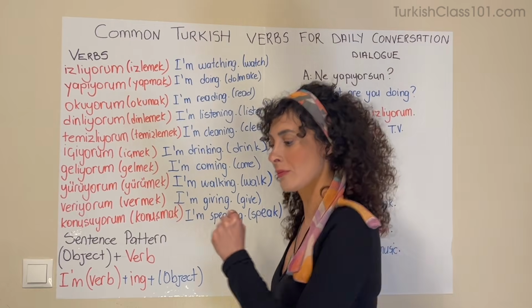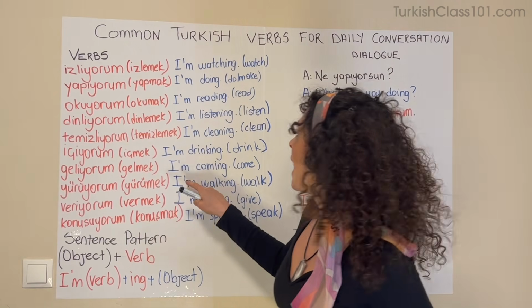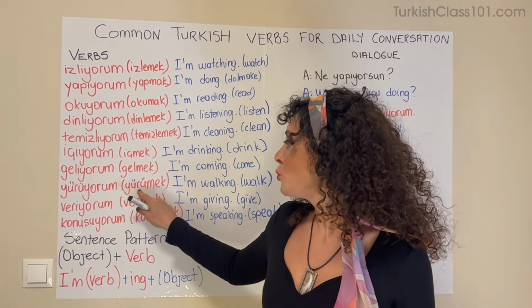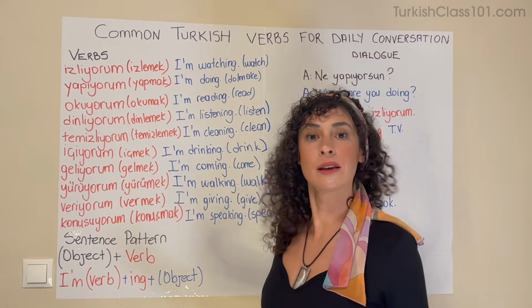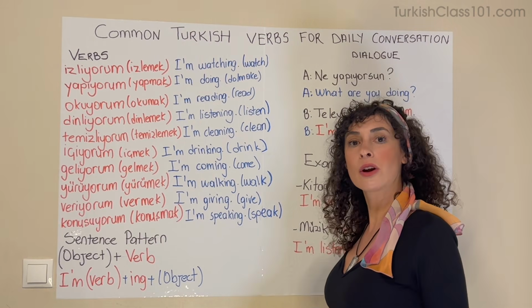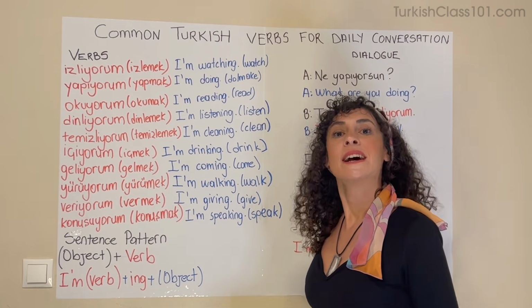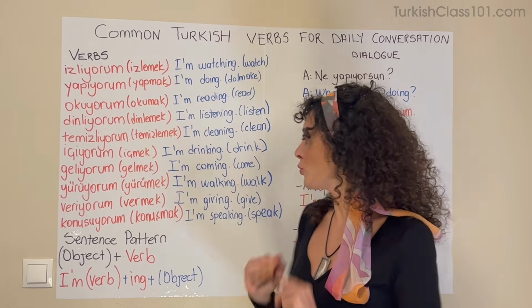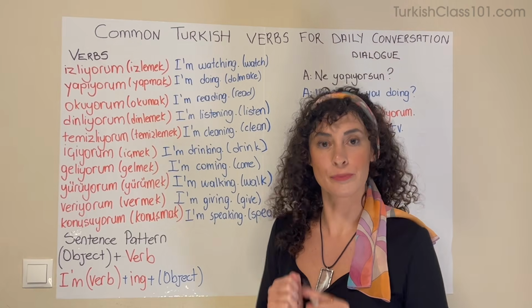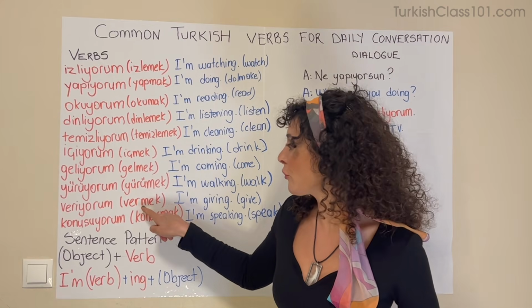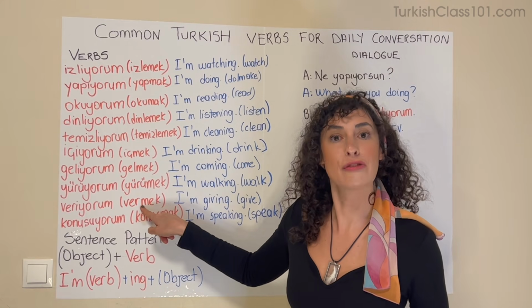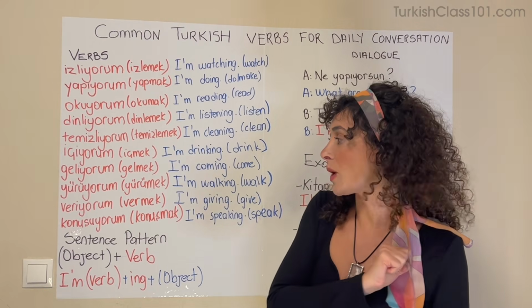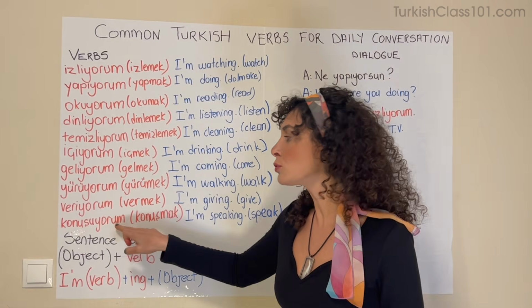Yürüyorum. I'm walking. Yürümek. Walk. Okay? The next one is veriyorum. I'm giving. Okay? And the dictionary form is vermek. Give. And the last one here is konuşuyorum.